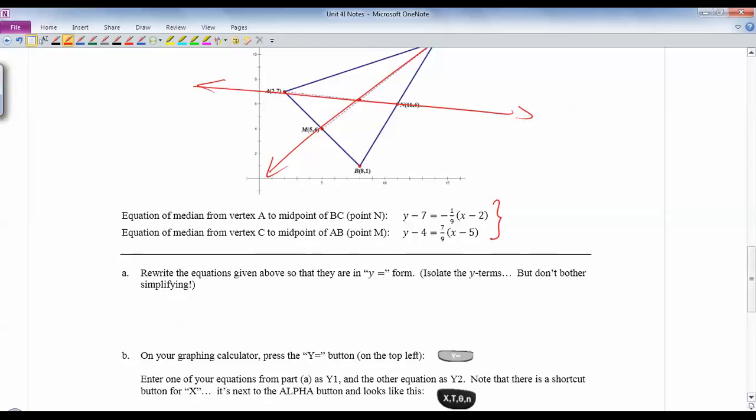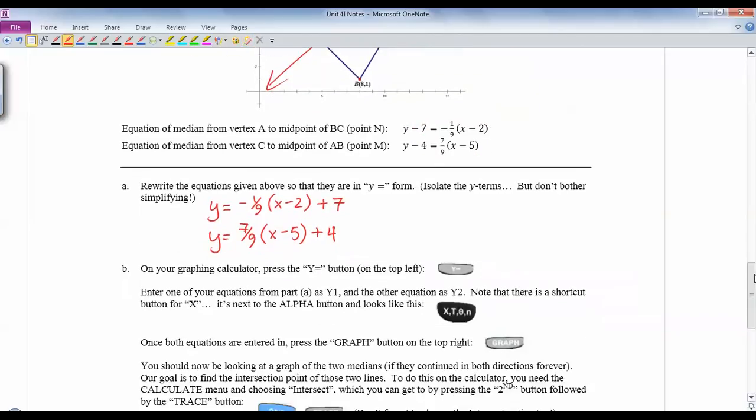The calculator can't handle y minus 7 equals some junk. So we got to get y by itself. So the first equation, I'm going to add 7 to both sides, which will get rid of the minus 7. So the first equation will be y equals negative 1/9 times x minus 2, and then plus 7. Now I'm not going to simplify, because the calculator doesn't care if I simplify or not. Then the other equation, if I get y by itself, it's 7/9 times x minus 5, and then we're going to add 4 to both sides to get the 4 over here instead. So there are my 2 equations in y equals form.